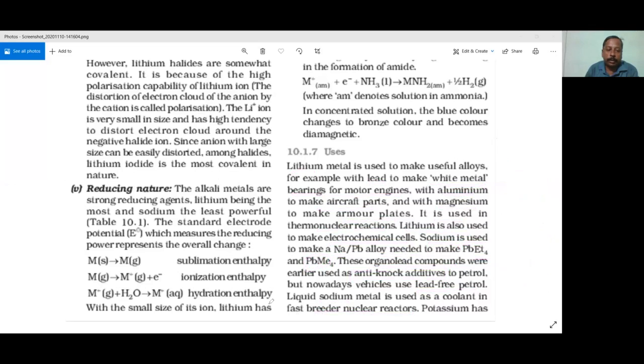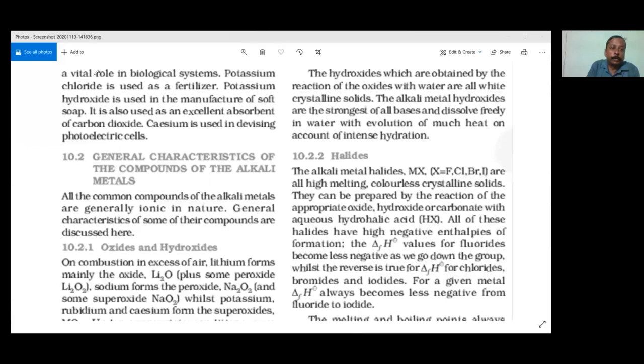Next use is of potassium. Potassium has vital biological importance. In the initial stage I told you their biological importance is very high: sodium and potassium, magnesium and calcium. Potassium chloride is used as a fertilizer.